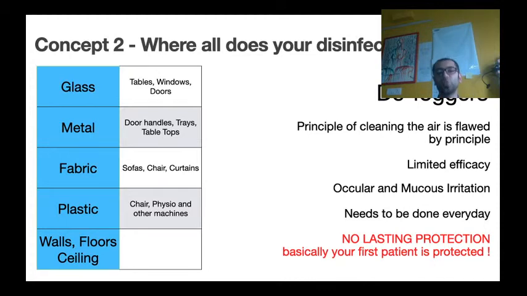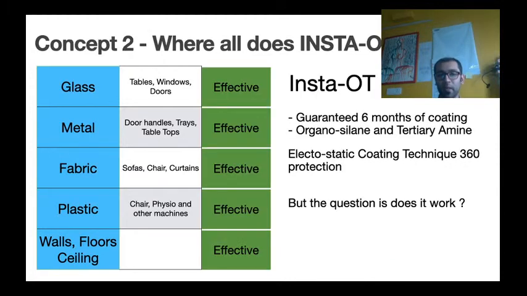All of these areas should be coated with an electrostatic spray. So now, if you talk about InstaOT coatings, then where exactly do they work? InstaOT coating is shown to be effective on glass, metal, as well as fabric. Now this is where it gets interesting.